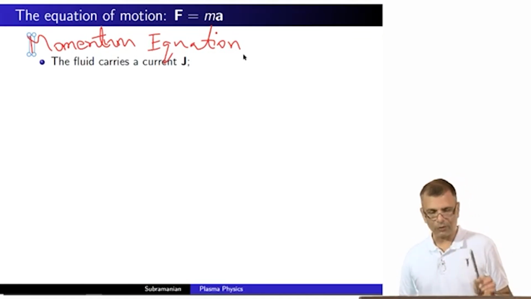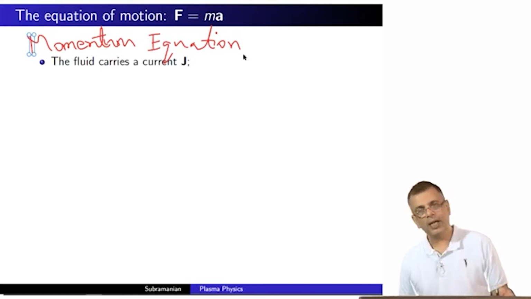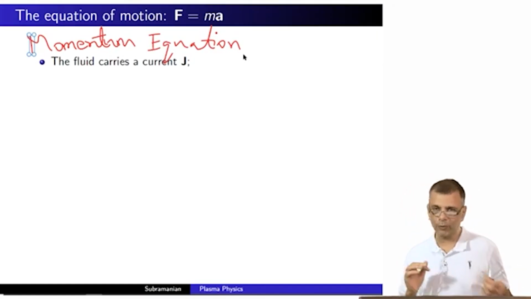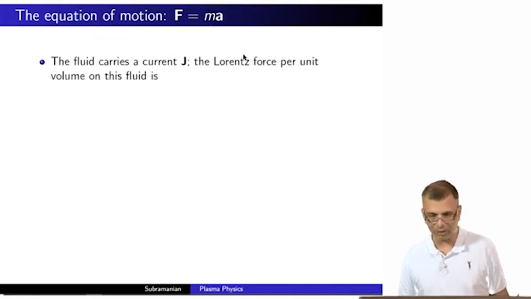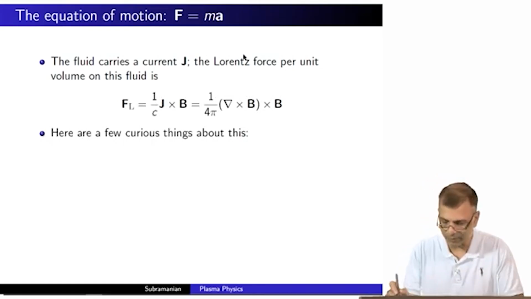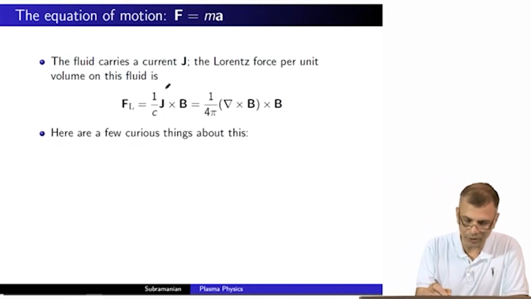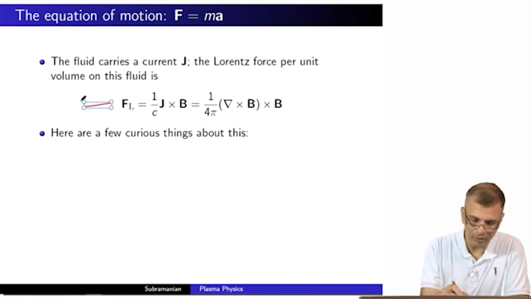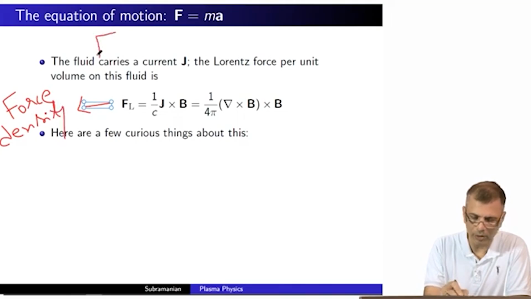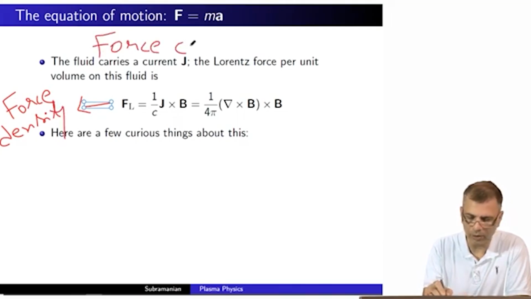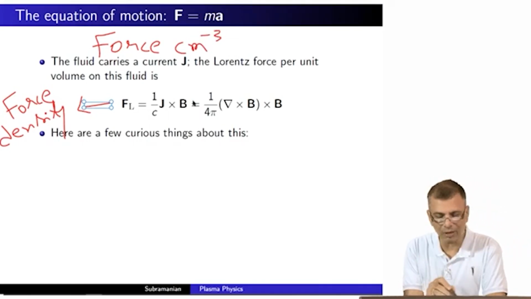So the fluid carries a current J. Mind you, what it simply means is that the fluid has a curl of B, because the current J is simply the curl of B. And the Lorentz force per unit volume on this fluid is simply J cross B. So this is the force density, in other words, force per centimeter cubed, and those are the dimensions of this. And so that's simply J cross B.